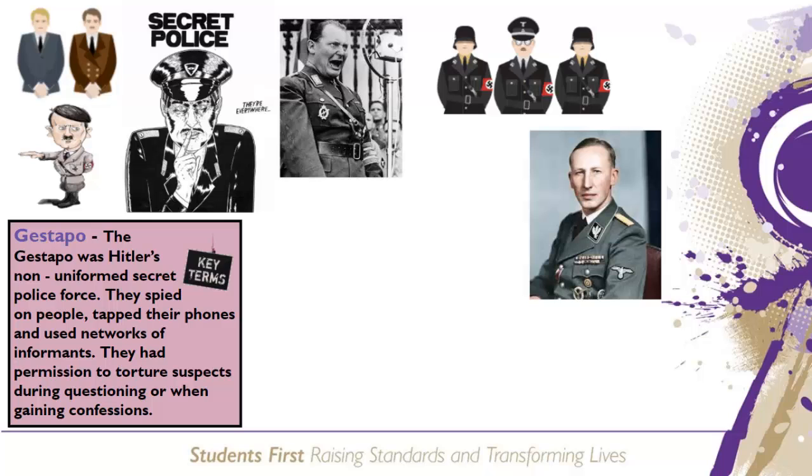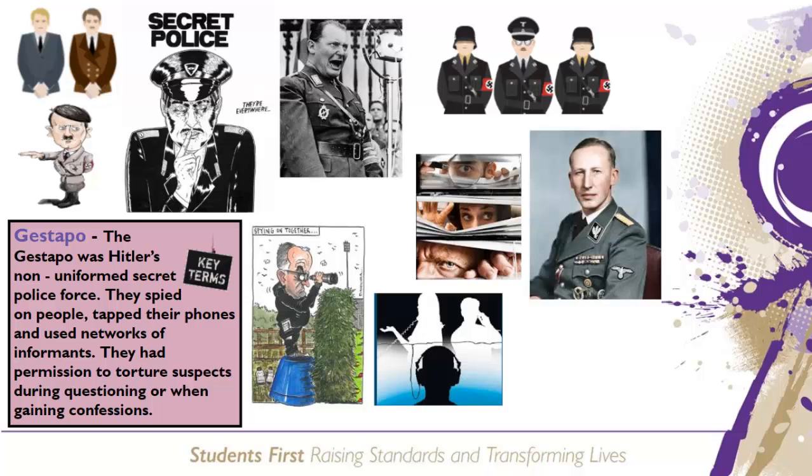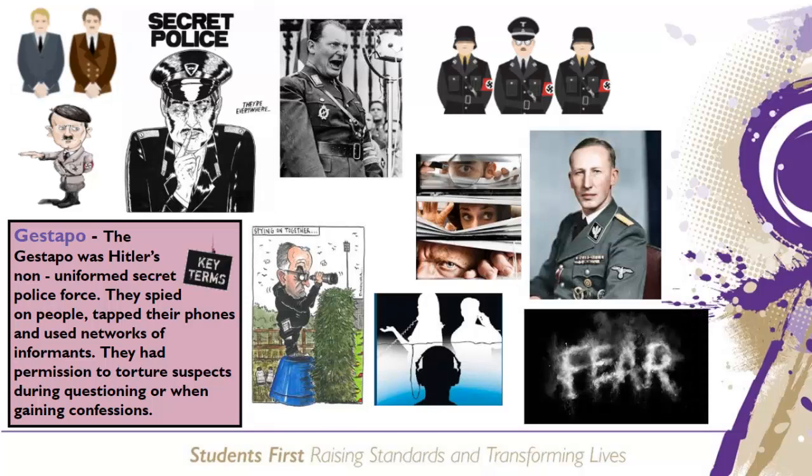They spied on people, tapped their phones and used networks of informants. They had permission to torture suspects during questioning or when gaining confessions. The main weapon of the Gestapo was fear, as the German people could not tell them apart from other members of the public. Arguably, the fear was more powerful than the Gestapo itself. They were never more than 30,000 Gestapo to police a population of about 80 million.